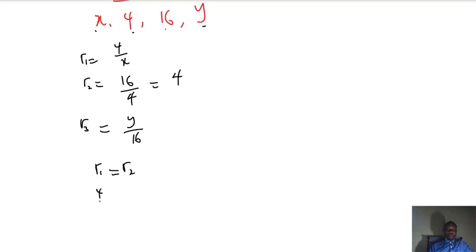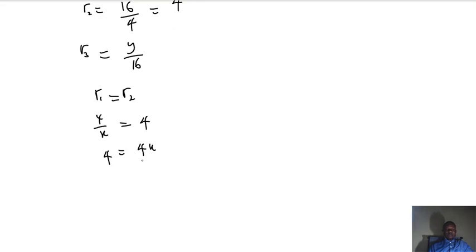So this means that 4 over x will be equal to 4. Here we look for x. What are we going to do? We multiply through by x, so we get 4 equals 4x. Because we are solving for x, we divide both sides by the coefficient of x, which is 4. So this 4 cancels this 4, and we have 1 equals x. Therefore x is equal to 1.